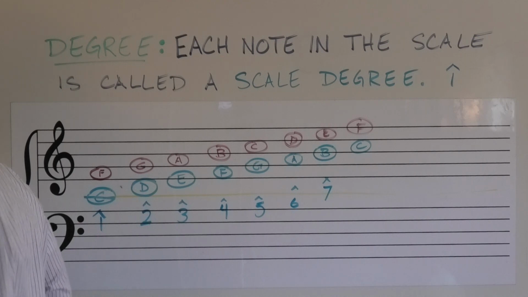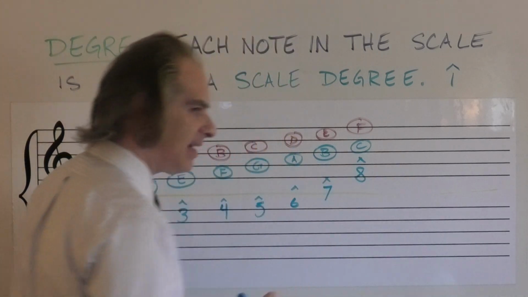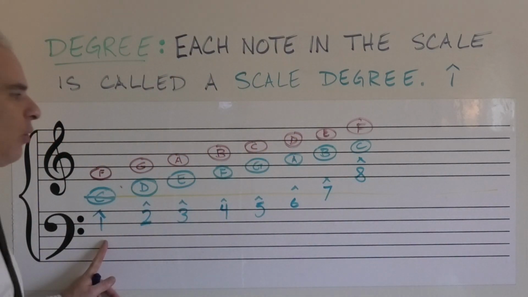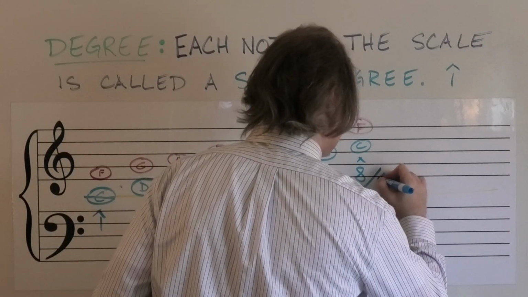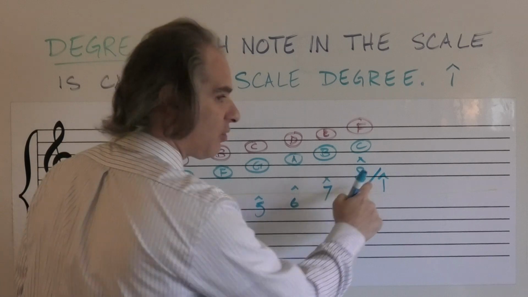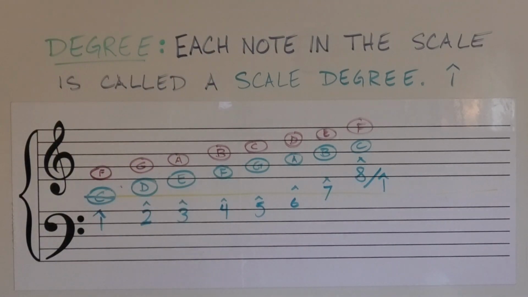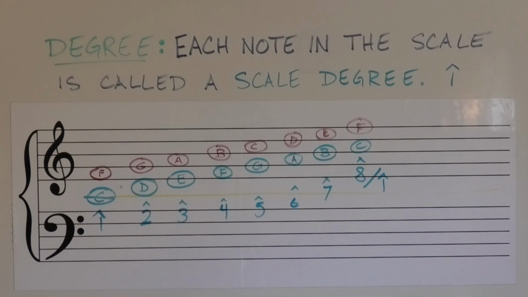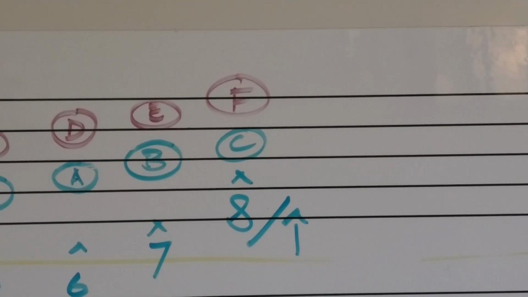So right now we have degree 1, 2, 3, 4, 5, 6, 7, and then we have degree 8. But there really is no 8, because if C is scale degree 8, remember we already had a C, it's scale degree 1. So I'm going to write 8/1, which means scale degree 8 or scale degree 1. It's really 1. In theory, it's 1. The top C is scale degree 1. All the C's are scale degree 1. But in practice, which means when we play, it would be scale degree 8.